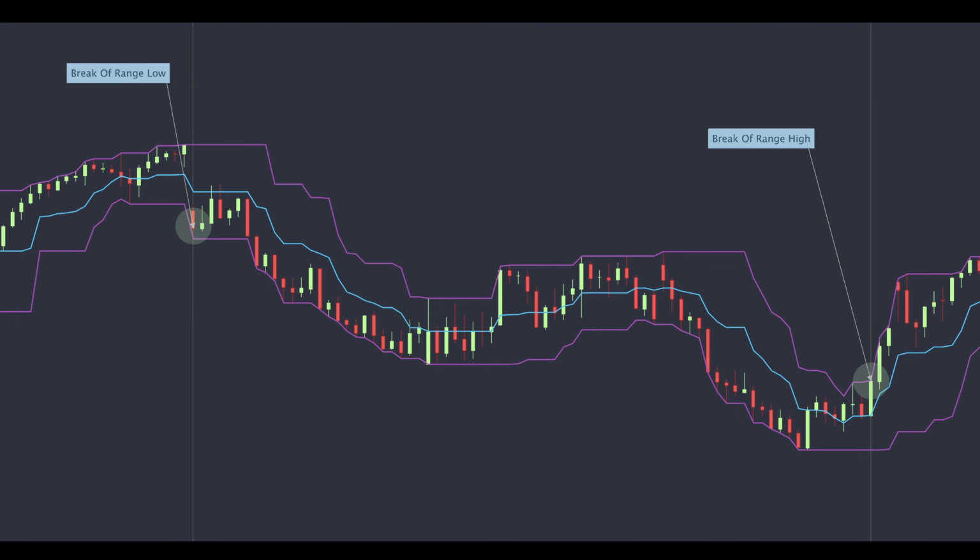Last, but certainly not least, we have a range breakout scan. One of the most common things that traders are looking for, regardless of direction, are range breakouts. A range breakout is when price takes out the high or the low of a previous range of candles. Now, the longer price stays in a range, the more powerful a move out of that range can be.